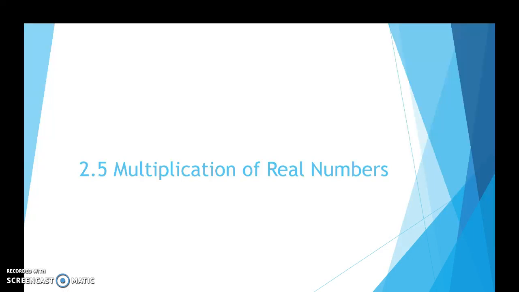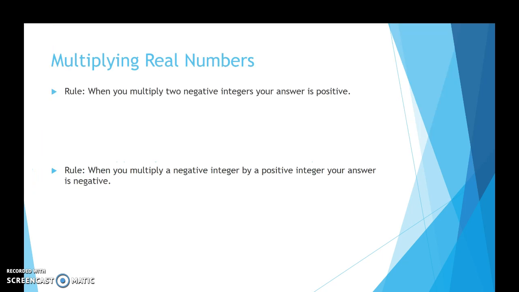Hi students, this section is on multiplication of real numbers. There are different rules when we're multiplying integers and real numbers. The first rule says when you multiply two negative numbers, your answer is going to be positive. So that's a rule.